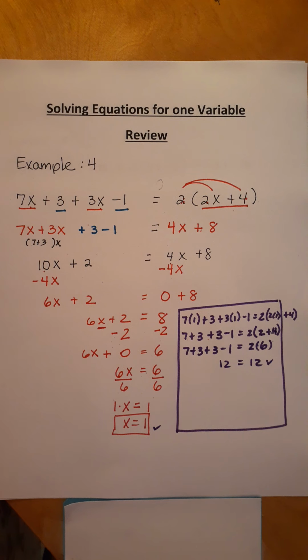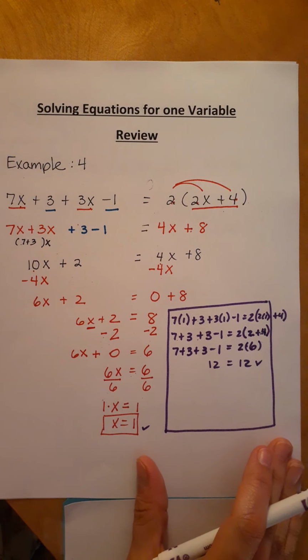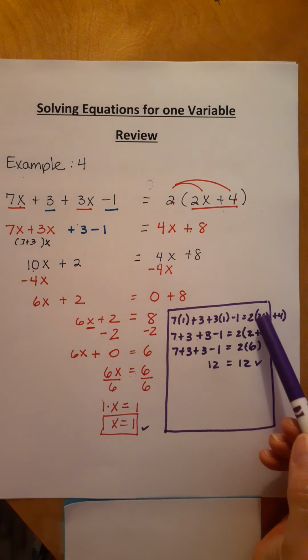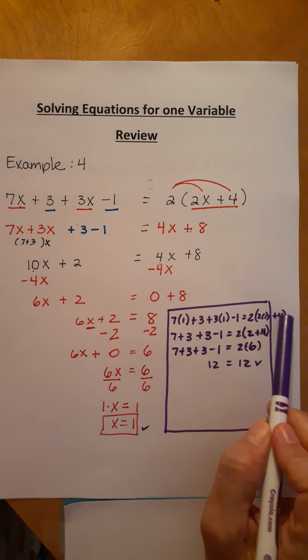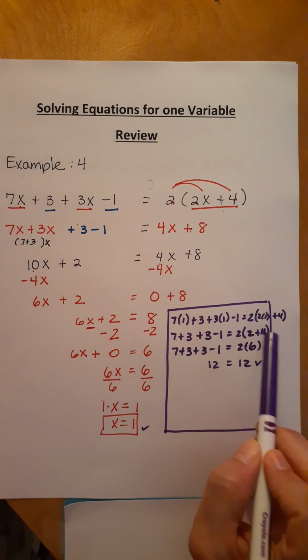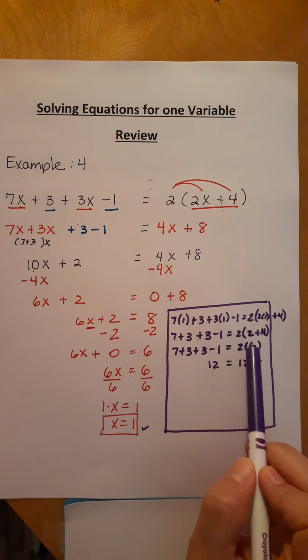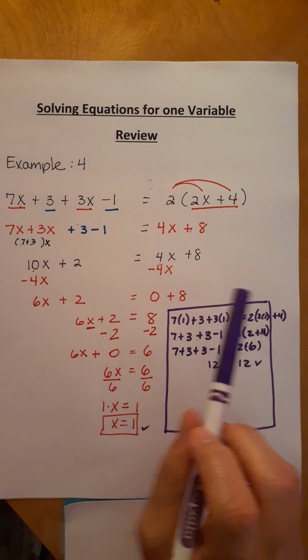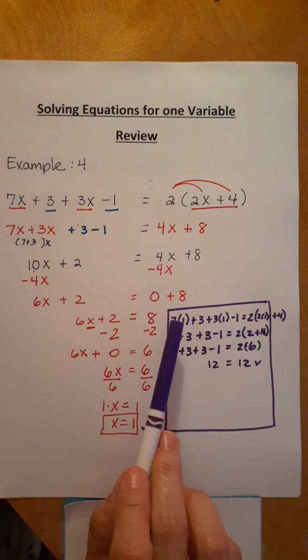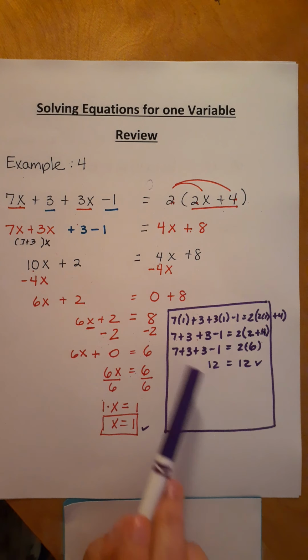Okay? So I'm sorry if this was a little bit hard to see. Let me move it a little bit over. This would be 2 times 1, the 1 being what we said we found for x, plus 4. 2 plus 4 inside the parentheses, which is 6. 2 times 6, 12. And here 1 and 1 where we had the x's. 7 plus 3 plus 3.